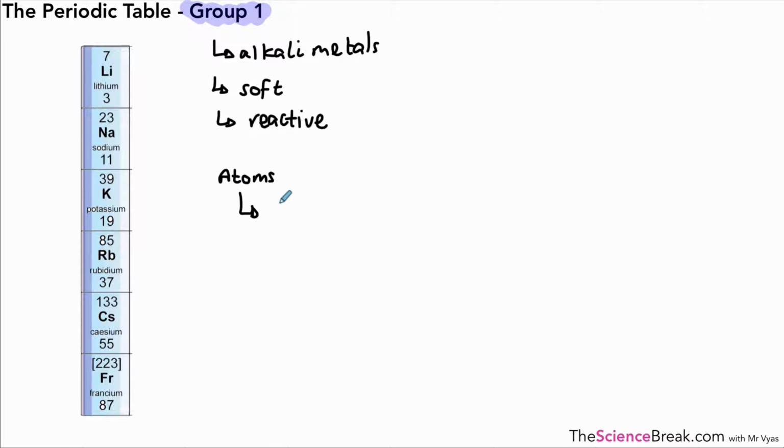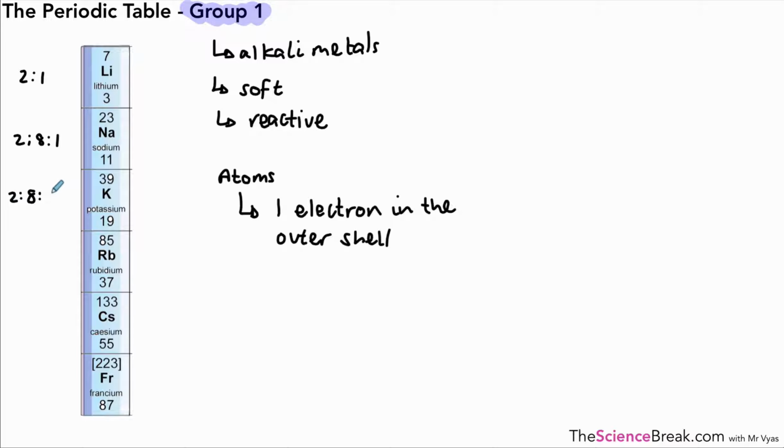The atoms that make up these group 1 elements all have 1 electron in the outer shell. We've looked at this before, but this is a key thing about these elements, and that's what determines the kind of reactions that they carry out. So, 1 electron in the outer shell. Just as a quick recap, lithium would have an arrangement of 2-1 electrons, 2-8-1 for sodium, and 2-8-8-1 for potassium. And we've looked at why we write electron structures out like that before.